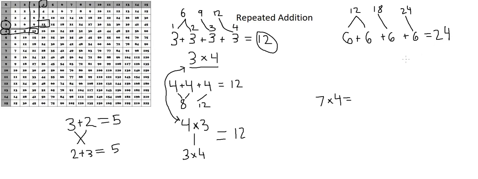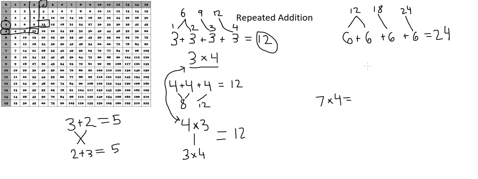And now again, if you're doing it in your head, you can use your fingers. Say this first finger is 6, the second finger is 12, the third finger is 18, and the fourth finger is 24. So you can make sure that you added 6 four times using your fingers.